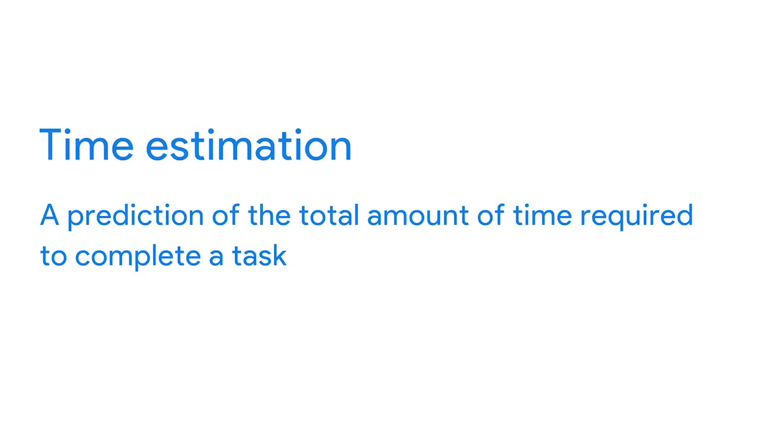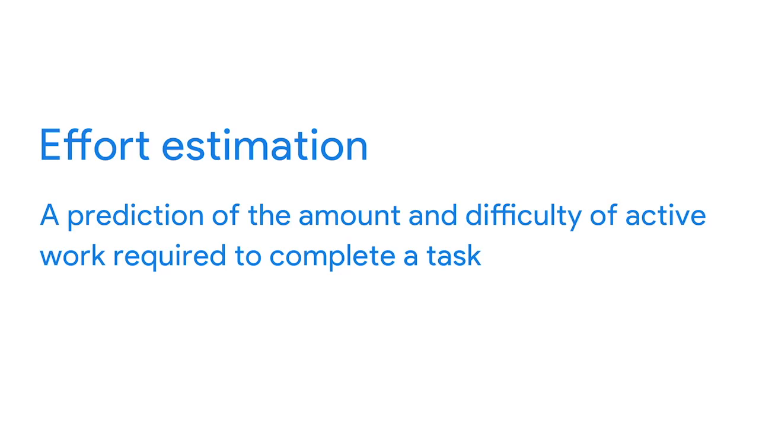Time estimation is a prediction of the total amount of time required to complete a task. Effort estimation is a prediction of the amount and difficulty of active work required to complete a task. Effort estimation differs from time estimation in that effort quantifies the amount of time it will take a person to complete work on a task. On the flip side, time refers to the overall duration of the task, from start to finish. That includes inactive time.